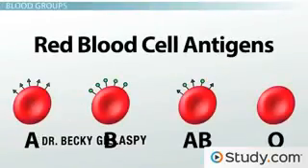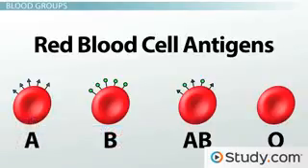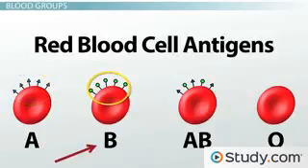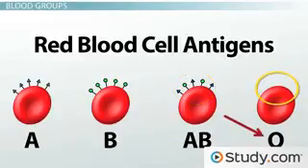We previously learned that your red blood cells have tiny antigens attached to them, and it is these antigens that determine your blood type. For example, if your red blood cells have A antigens, then you will have type A blood. If your red blood cells have B antigens, you will have type B blood. If your red blood cells have both A and B antigens, then your blood type is said to be AB. And if your red blood cells contain no antigens, then you have type O blood.